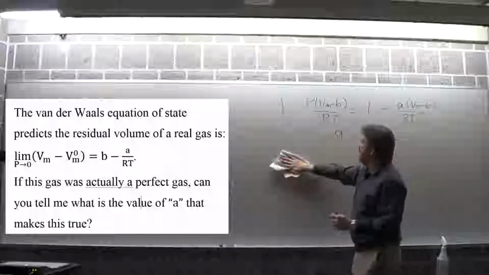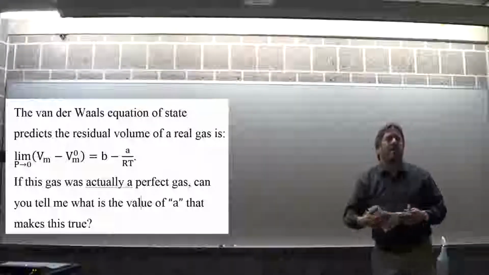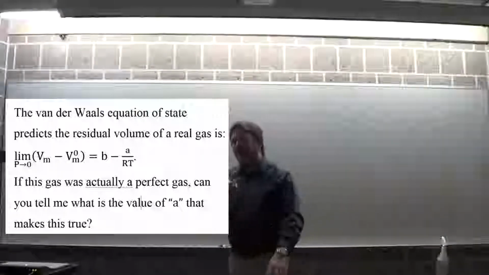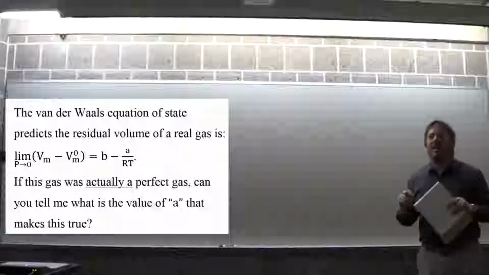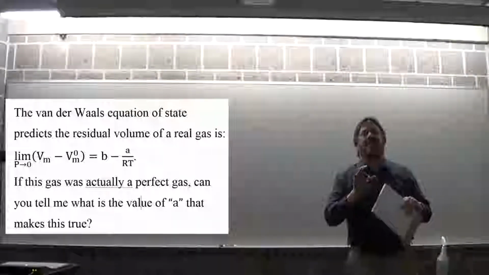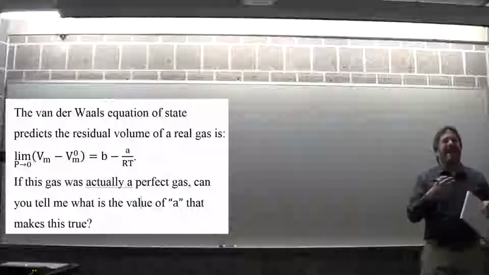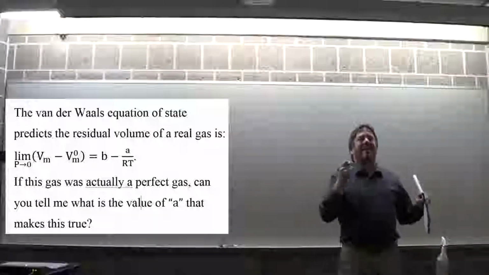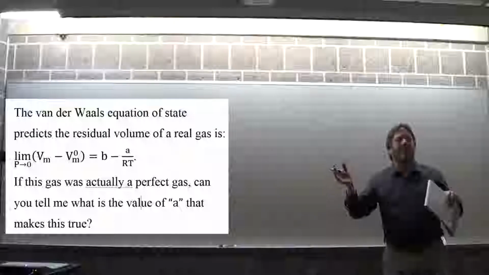Number 18. It says the van der Waals equation of state predicts the residual volume of a real gas is the limit of Vm minus Vm naught equals B minus A over RT. If this gas is actually a perfect gas, what is the value of A that makes this true? I'll give you a hint instead of answering it outright. I was rushing yesterday when I did the residual volume, but what would the residual volume of a perfect gas be? 0. Okay. Now, given that expression, which is B minus A over RT, what value of A makes it equal to 0?